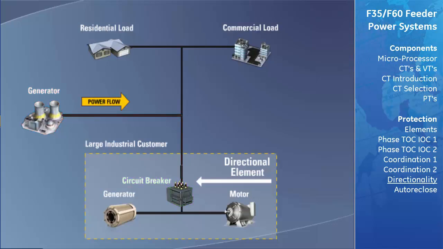A simple example of an application of the directional element can be found at our example industrial customer site. This customer supplements his power requirements with on-site generation. If the utility power were to fail, the feeder connecting the customer to the utility must trip to ensure that the power generated by the customer doesn't feed back onto the incoming line. The overcurrent element would have a high set pickup for power flowing from the utility into the user, and a low set pickup if the power is flowing from the user back to the utility.